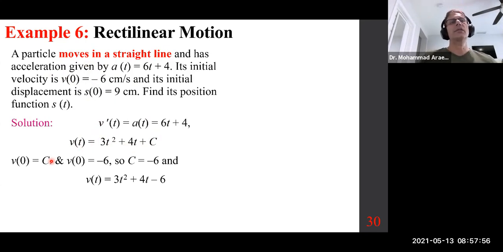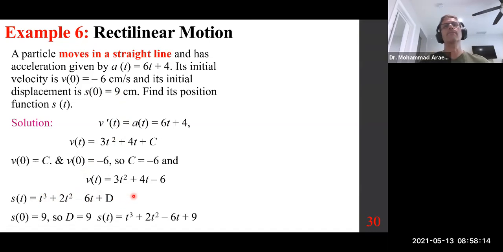What about s of t? We integrate again. So this gives you t cubed plus 2t squared minus 6t plus d. And s of 0 is 9. So replace the t with 0, everything becomes 0, plus d equals 9, d becomes 9, and you're done.